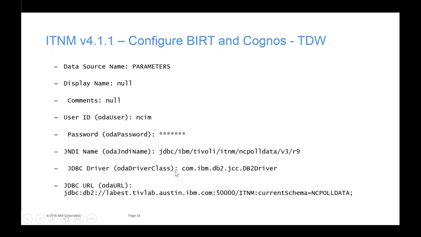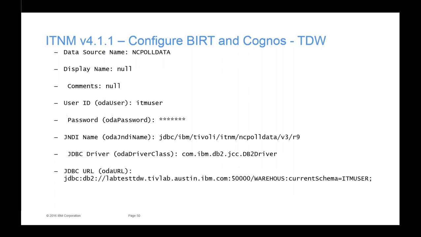And this is where you need to check and make sure that you've got the JDBC driver correct, that you've got the right host name correct, and parameters such as the port that it's listening to, schema, instance, etc. If you see a problem here, then you'll need to rerun the command to configure the parameters data source for BIRT reports. And the same thing goes for the NC poll data. If you're talking to a TDW database, then it should reflect in the output of that command that it's configured to talk to the TDW database. If that's not the case, then you need to fix this.